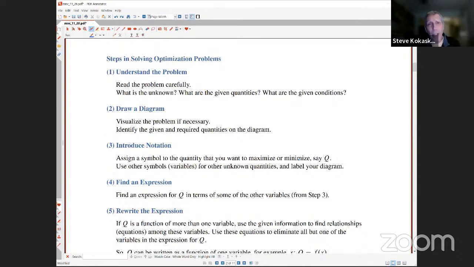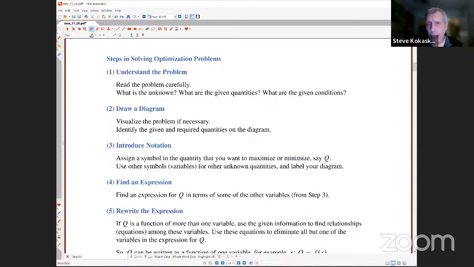So how do you solve one of these optimization problems, one of these word problems? The very first thing I think you need to do is to think about the problem and read it very carefully. Think about things like, what's the unknown? What's the unknown quantity or the variable? What are the given quantities? What do I know? What can I extract from the problem?